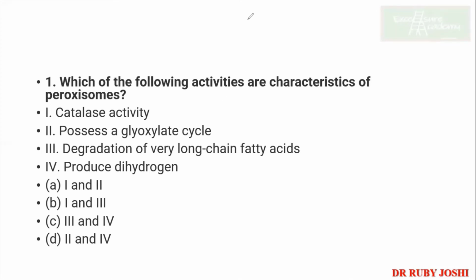Okay, let's go in alphabetical order. Akshaya, what is the answer? B, ma'am. Bombay B or Delhi D? Bombay. Okay, Akshay is saying 1 and 3, that is catalase activity and the degradation of very long chain fatty acids. Krishita and Tanvi, what do you think? Is the answer correct? Yes, ma'am. Absolutely correct. Akshay, your 3 marks. Okay, good.